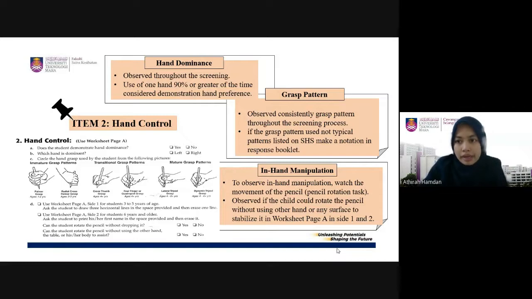So dekat grasp pattern ni dia kan dah bagi gambar 1, 2, 3, 6 gambar tu. So kalau kita tengok dalam gambar ni sama tak cara dia pegang pensel tu. Kalau tak ada yang berkaitan, kita note dekat bawah ruangan komen tu macam mana tangan dia bila dia pegang pensel. Okay.